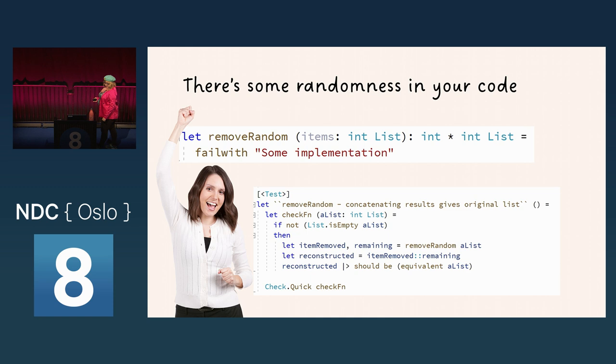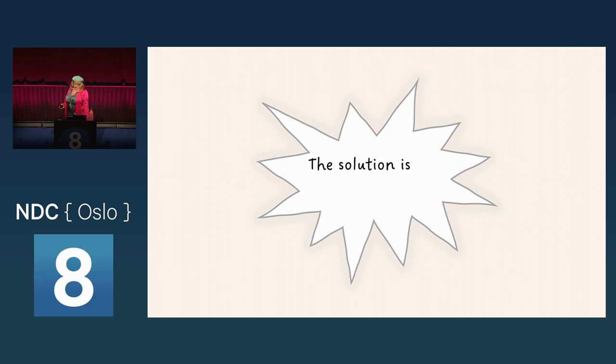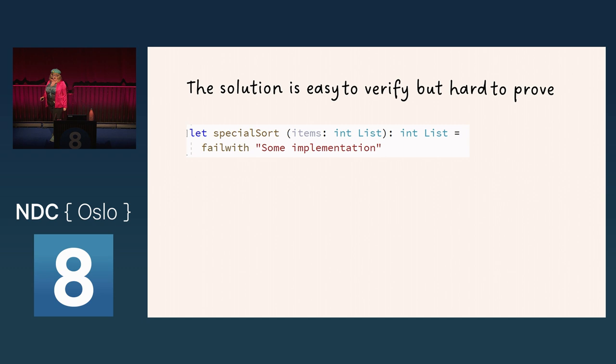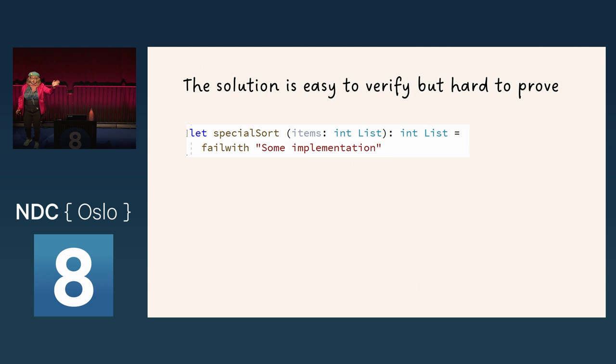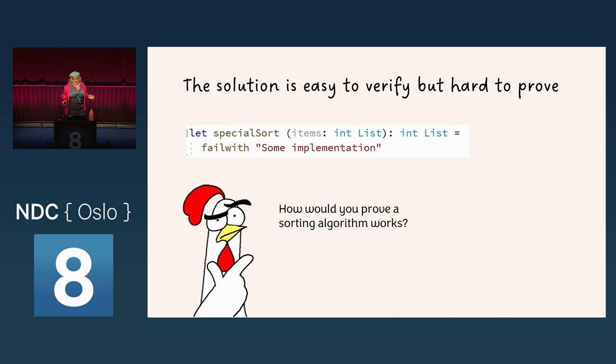Another place you might want to use it is when the solution is easy to verify but hard to prove. So let's say, for example, you are writing your own sorting function for reasons unknown to me. It's a nice example in this case. That's why we're doing it. How do you prove a sorting algorithm works? Proving sorting algorithms work is really hard, and I don't like doing that kind of hard proof. I don't even know if that's possible. I'm kind of making this up. Again, I'm a programmer, not an academic.